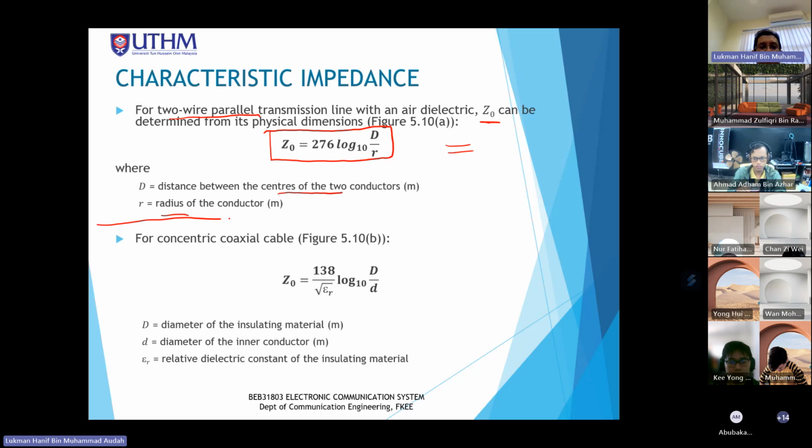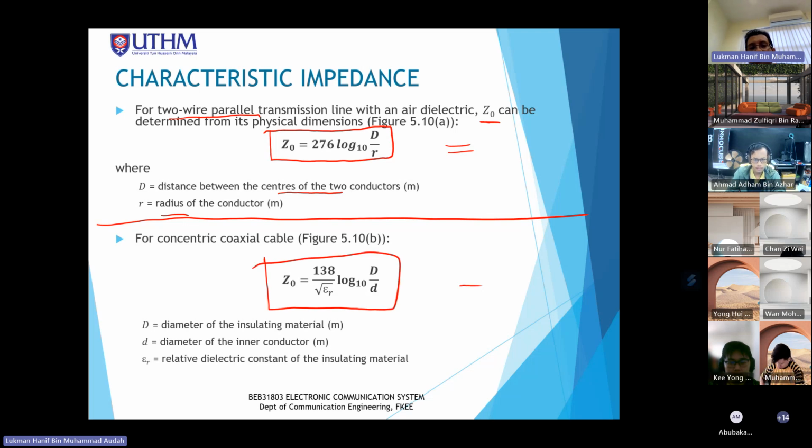And another one is for a coaxial cable. Coaxial cable is a single conductor transmission line. So the characteristic impedance can be calculated as 138 over square root of epsilon R log D over d. Capital D is the diameter of the insulating material in meters, and small d is the diameter of the inner conductor in meters, and epsilon R is the dielectric constant of the insulating material. So epsilon R depends on the type of insulating material.